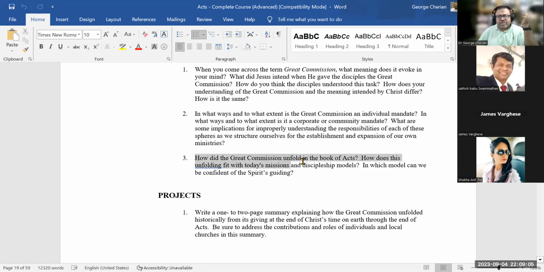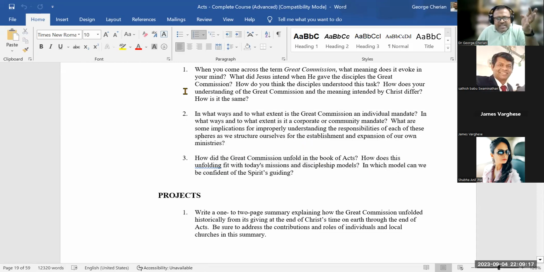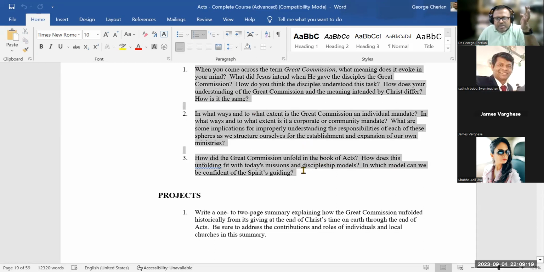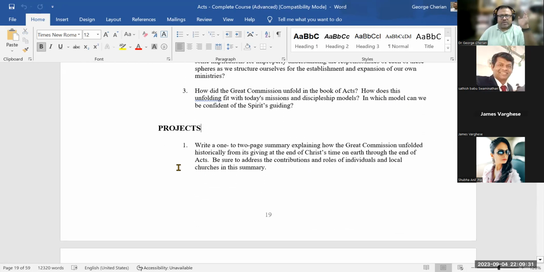How did the Great Commission unfold in the book of Acts? How does this unfolding fit with today's missions and discipleship models? In which model can we be confident of the Spirit's guiding? So he's nailing it in the last. He's taking you through a journey and bringing you to a place where you have no answer, but that the church is the central tool, the central facilitating agency of God's kingdom on earth, the central facilitating agency of the Great Commission. So here is a project we are going to work with.